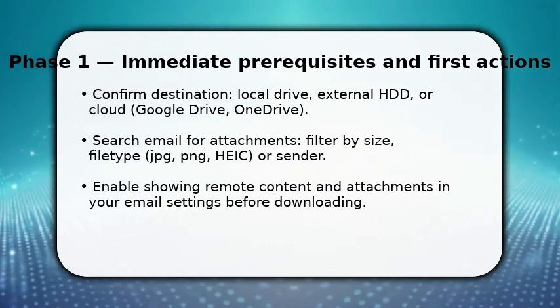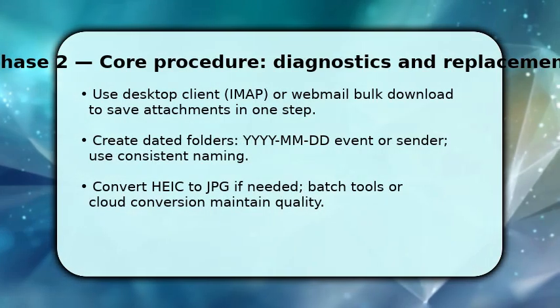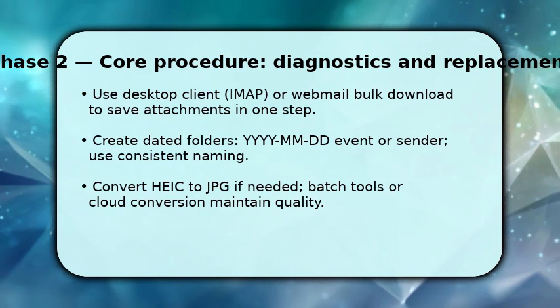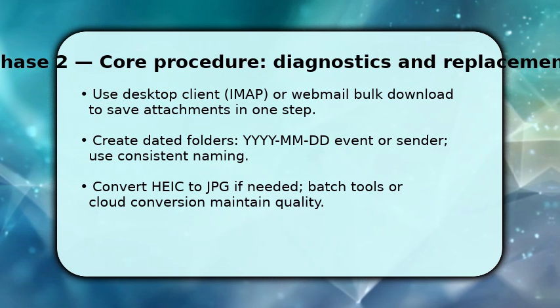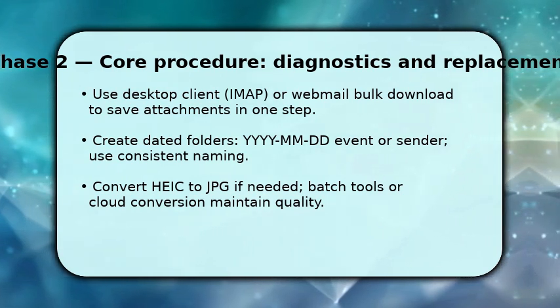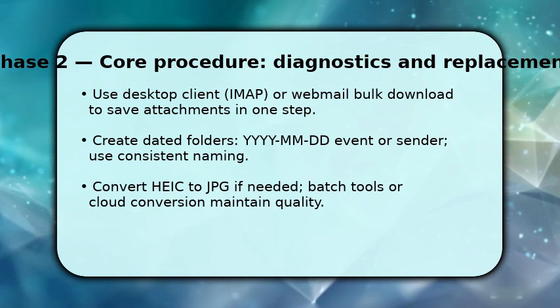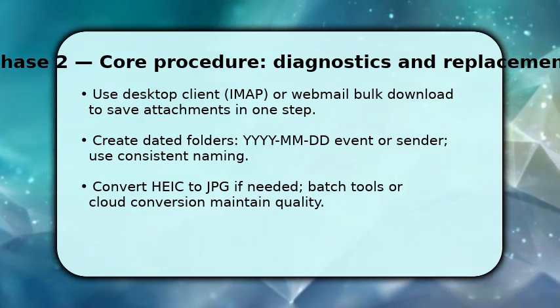Once your attachments are visible, use a desktop email client or webmail bulk download feature to save them all to the temporary folder. After downloading, sort into dated or event-named folders. YYMMDD or sender event works best for later searching.